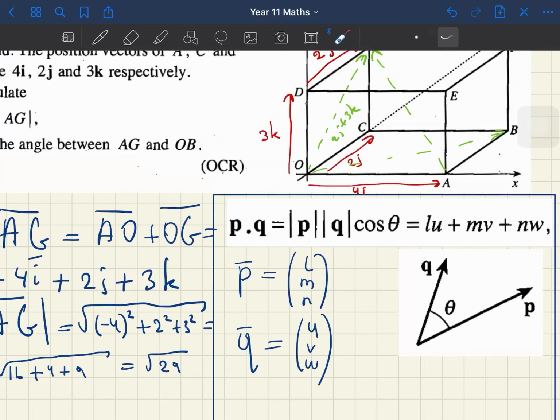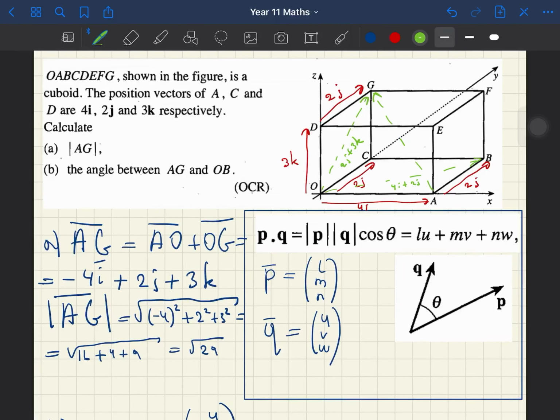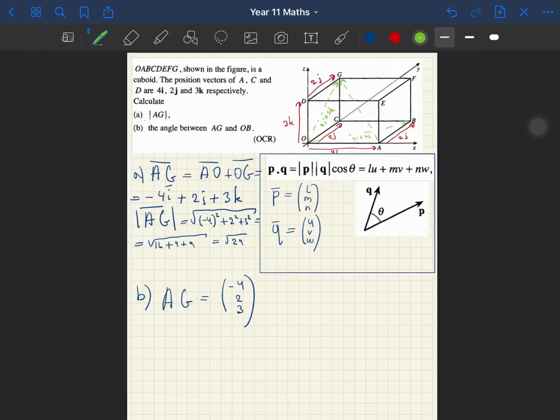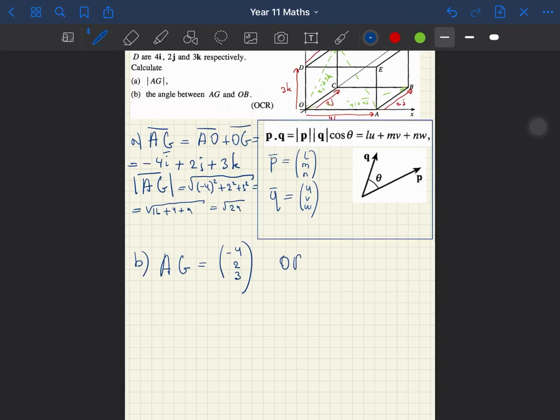OB equals OA plus AB, right? AB is equal to 2J as well, so this is 2J. So OB is going to be 4I plus 2J, like this. This is our OB, right? So OB equals 4I, so it's 4, 2J is 2, and this is 0. So 4, 2, 0, AG and OB.